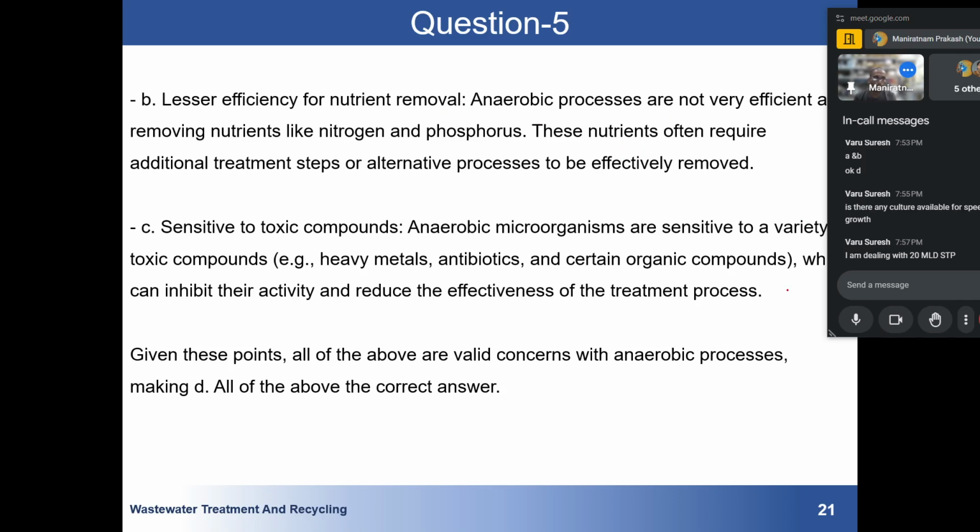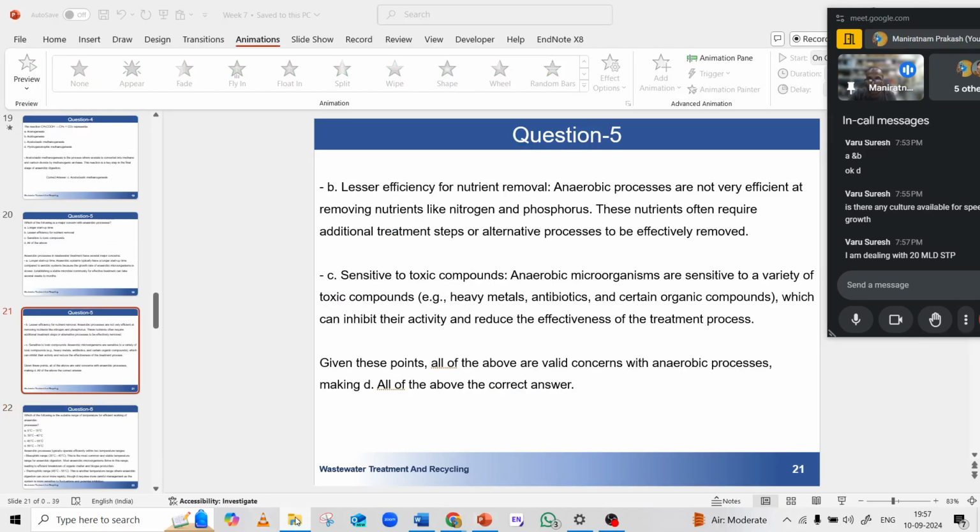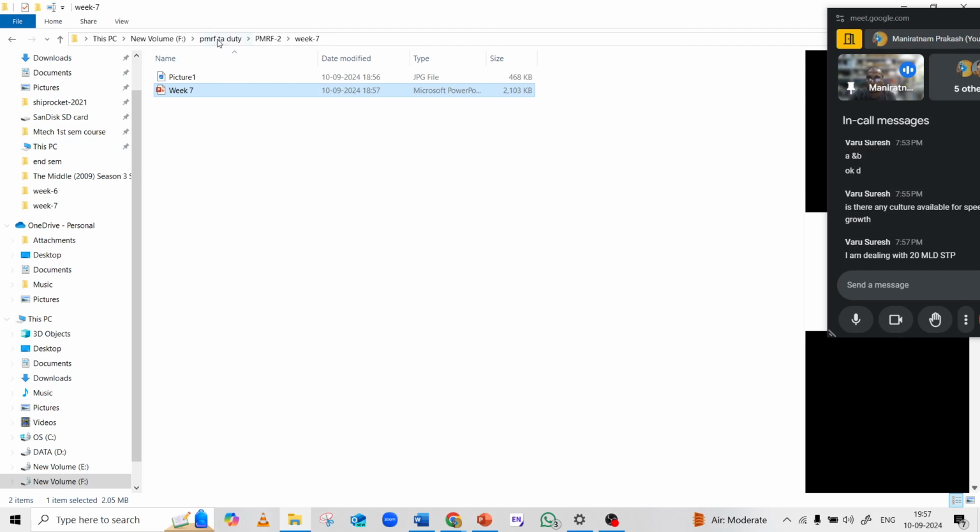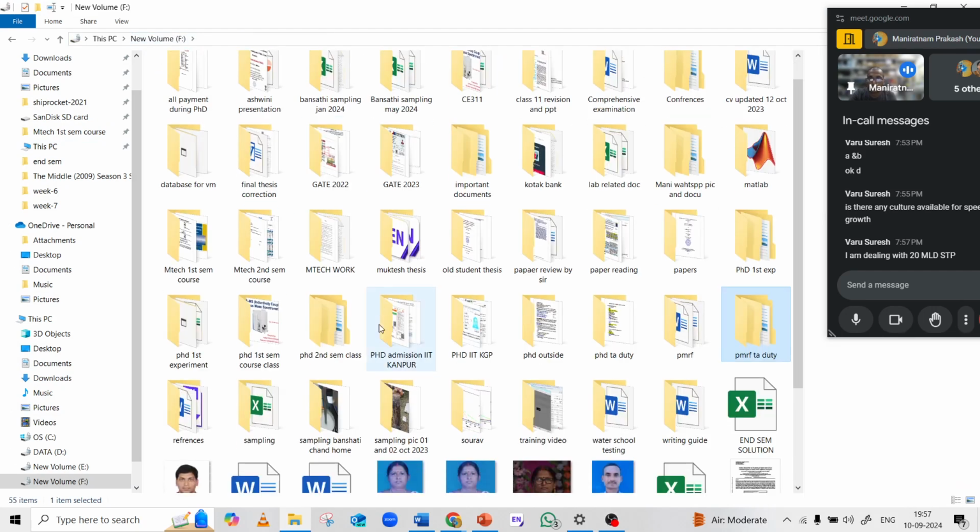I'm dealing with a 20 MLD STP. So it depends upon how large your anaerobic digester is, like what the retention time is and all this. Suppose your retention time, generally whenever this UASB, let me show you one data of UASB design, that how much retention time and all these things are considered during design.